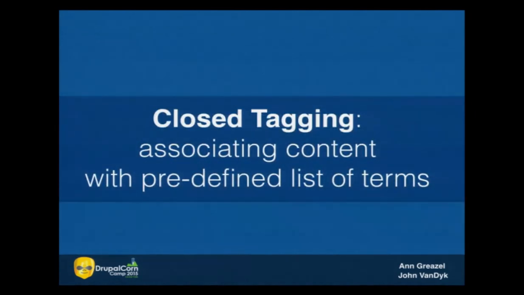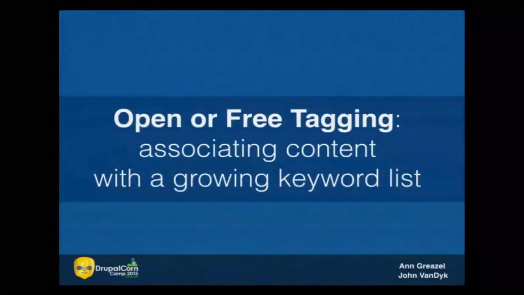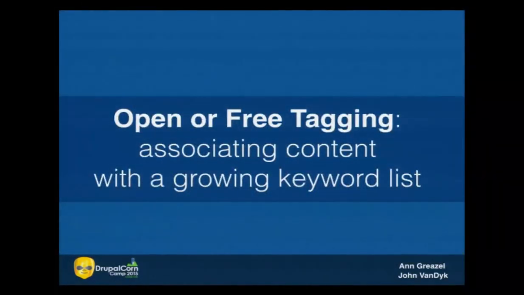Okay, so closed tagging, you get your predefined list, and you have to be pretty sure, when you're setting up your website, that all of those terms are actually going to be useful, because otherwise your users are going to revolt. So this is kind of an overview of the process. Right? The site creator, which is often you, comes up with the list of terms. Then your site editors, hopefully you have someone to delegate content management to, will have the ability to select from the list of terms that you've created. Okay, so that's one type of using taxonomy.